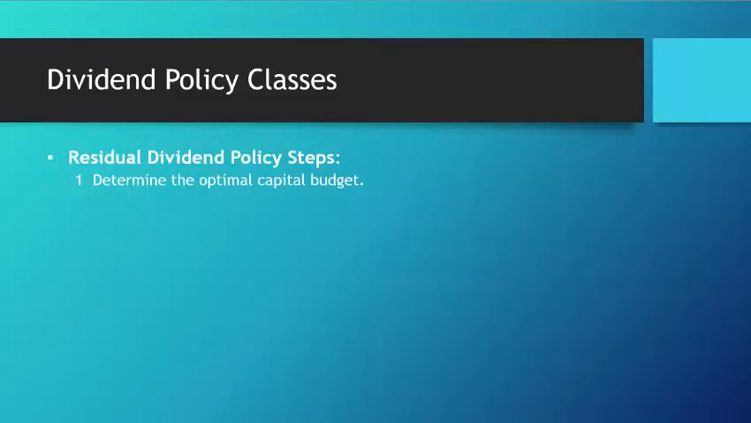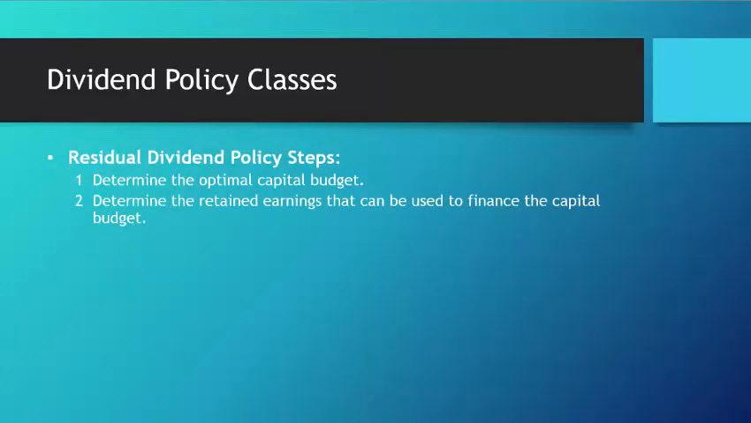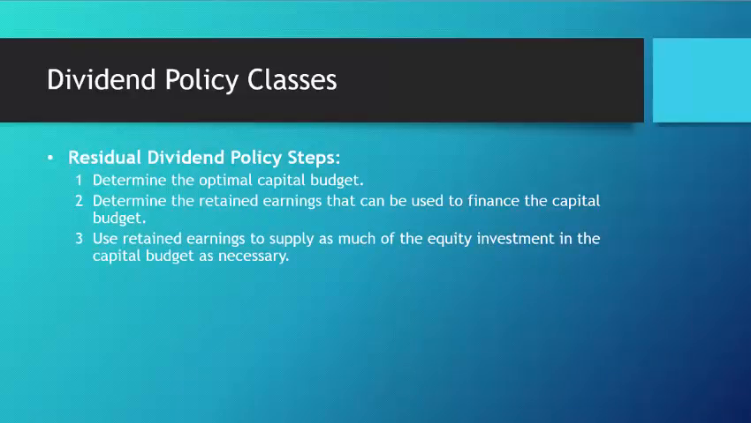In other words, find all those projects that will give you a higher than weighted average cost of capital return on your investment, and then with whatever's left, first off, based on that budget, you'd say how much of that has to be retained earnings to maintain my debt to equity ratio at where I want it. And then based on that, use the retained earnings to supply as much of the equity investment in the capital budget as necessary, and with the rest of it, you pay your dividends.